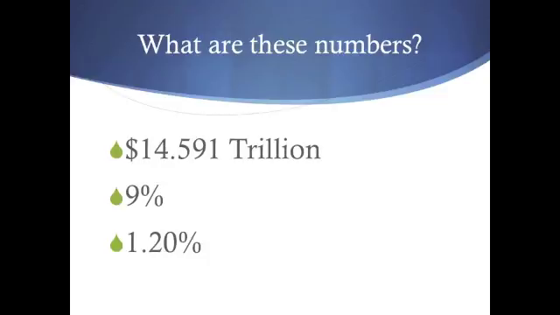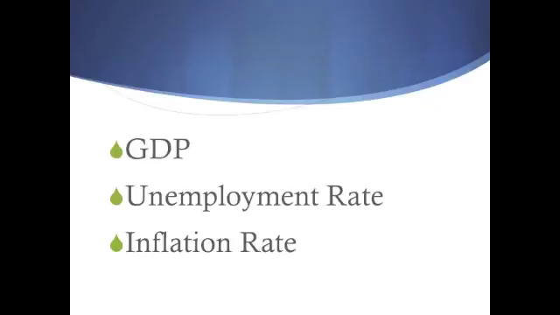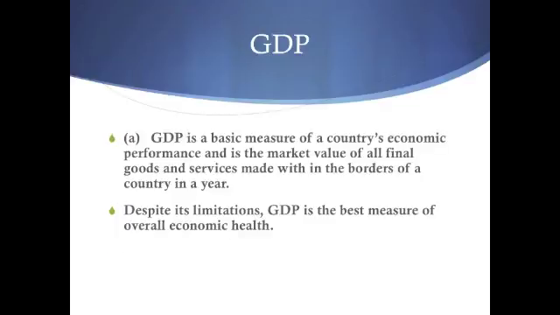14.591 trillion, 9%, and 1.20%. What are these numbers? These numbers are the GDP, the unemployment rate, and the inflation rate. And in this podcast, I want to discuss why these numbers are important and why you need to know about them. Now let's look at each number individually.